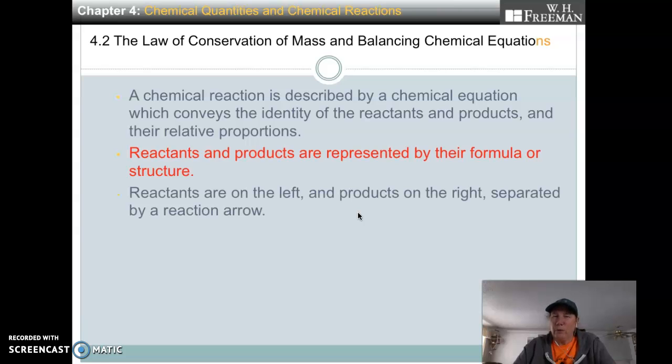Okay, we know that reactants are on the left, that's what you start with, and products are on the right, that's what you make. And they're separated by an arrow. So you'd read it as the reactants yield the products. Okay, here's an example. CH4 is methane. So I'd say CH4 plus oxygen, or you could say CH4 plus 2 moles of oxygen yields carbon dioxide and 2 moles of water. Okay, that's how you would read that.